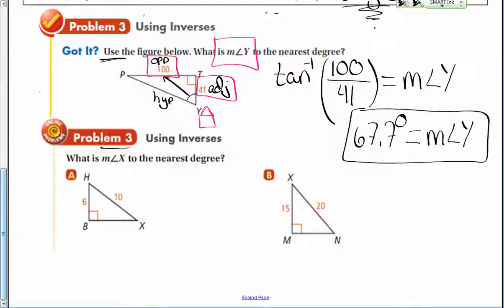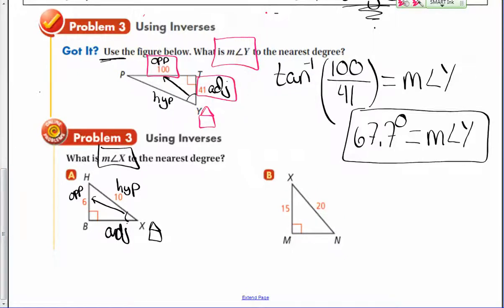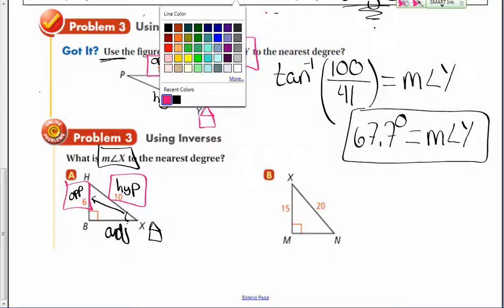All right, this one's asking me for the measure of angle X, so I'm going to label him as home base. As always, I'm going to label opposite, hypotenuse, and adjacent. By looking at my problem, I realize that there's a number there and a number there. Those are my two useful sides.